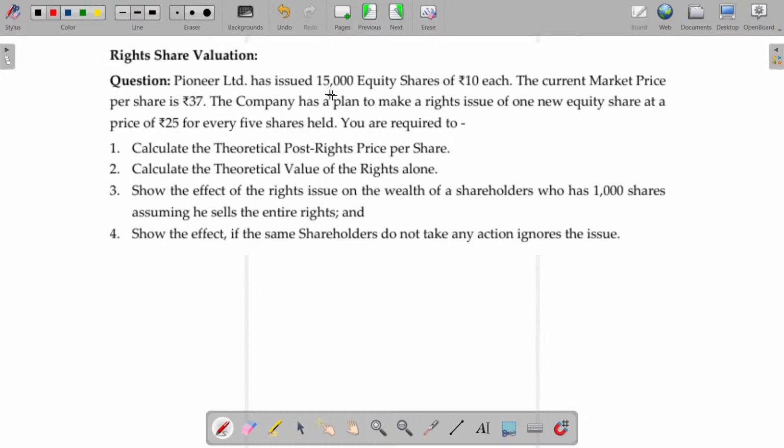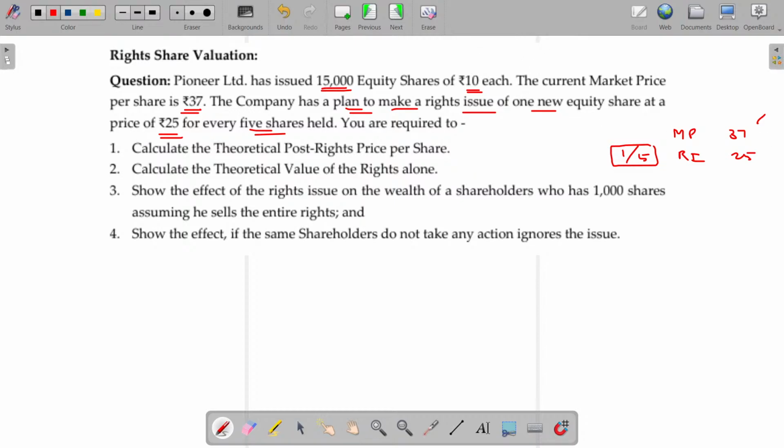Now, Pioneer Limited has issued 15,000 equity shares of rupees 10 each. The current market price is 37. The company has a plan to make a right issue of one new equity share at a price of 25 for every 5 shares. Right issue price being 25. You are eligible for purchasing one share for every 5 shares held. So, if you want to purchase it from the market, you have to pay 37 rupees. If you want to execute the right, you can purchase it at 25 rupees. You will be enjoying 12 rupees benefit.